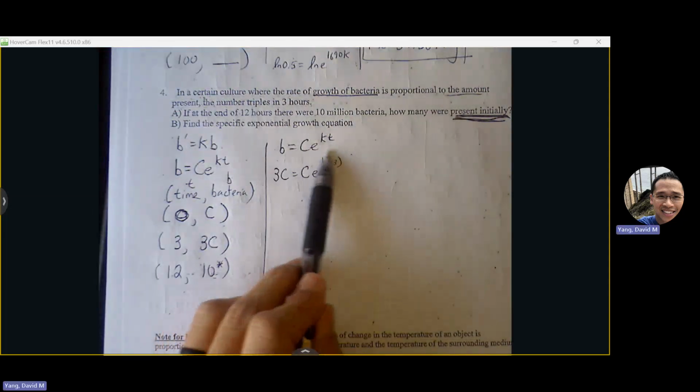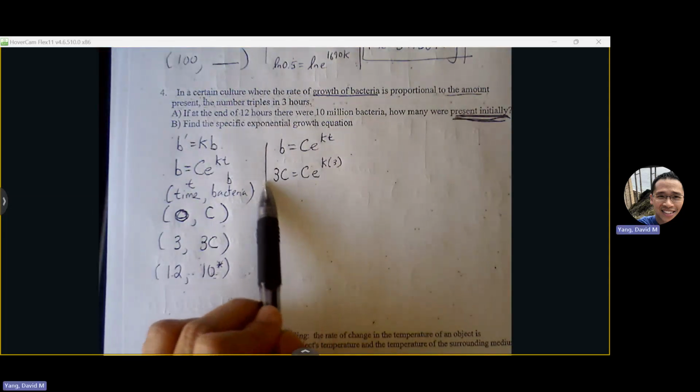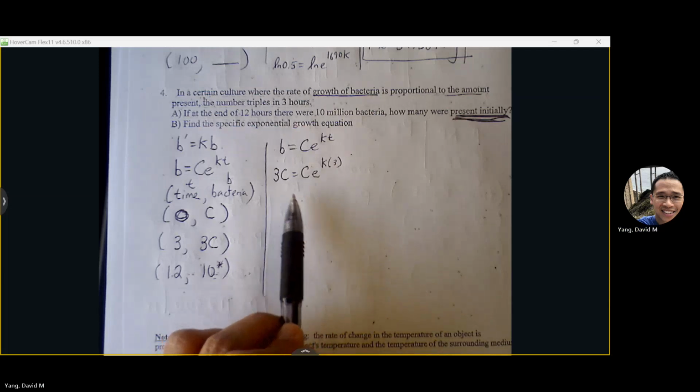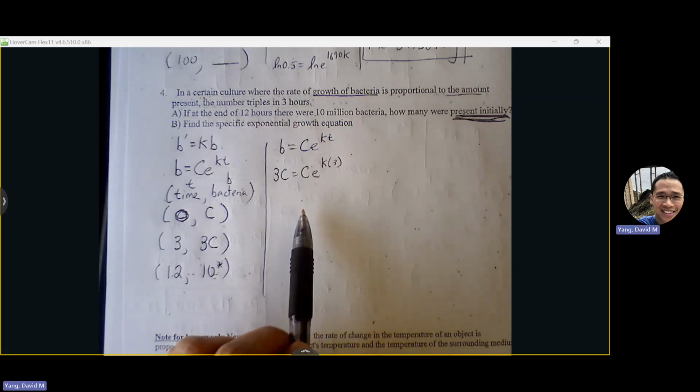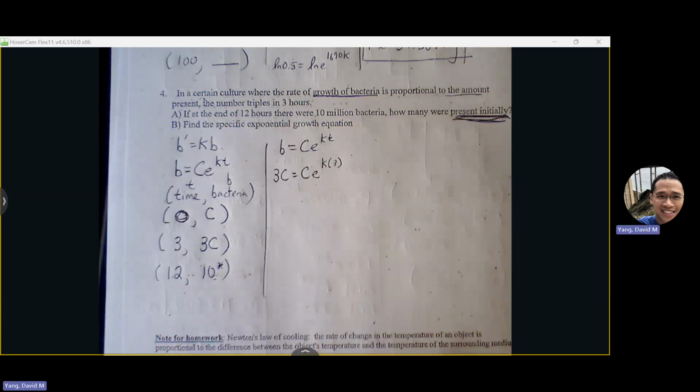Do we see anything that we can do to reduce this equation? What can we do to make this equation simpler here? What can we remove? Yeah, I can divide both sides by C and allow myself to just focus on solving for K.